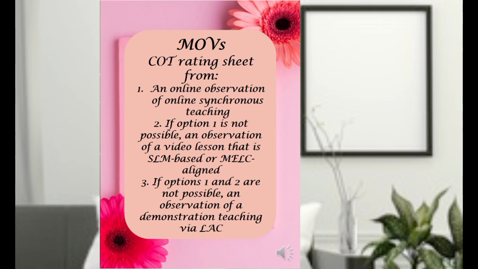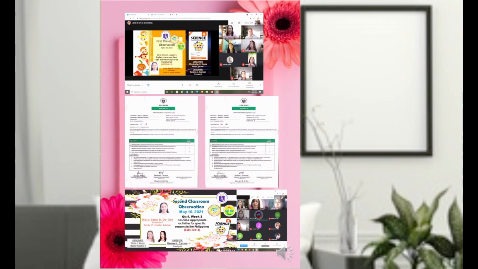2 COT rating sheet will do from an online observation of online synchronous teaching, or if you don't have online observation, you may use an observation of a video lesson that is SLM based or MELC aligned. If option number 1 and 2 are not possible, an observation of a demonstration teaching via LAC session. For my MOVs, I have inserted my 2 COT rating sheet that was done during my virtual class observation, and I have inserted also the documentation of my 2 virtual observation based from the SLMs.